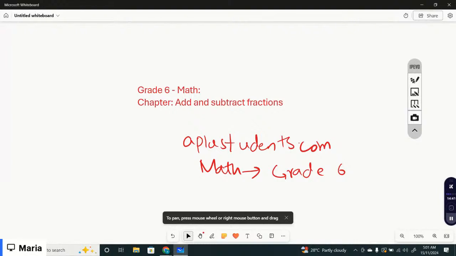We're going to start with the chapter add and subtract fractions. So please make sure you have your notebook and pencil so that you can note down the important examples and definitions as well.